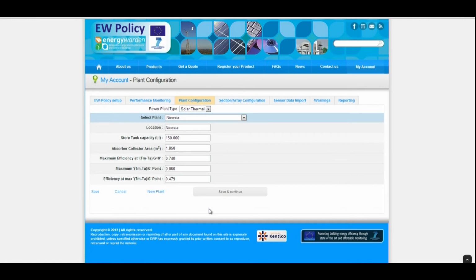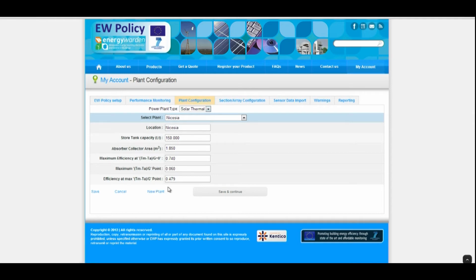Solar Thermal Policy Module. The Solar Thermal Policy Module allows the monitoring of the collector efficiency, storage tank, heat losses, system utilization factor, and the CO2 savings. As mentioned earlier, the first step that needs to be done is to insert the system plant configuration data.